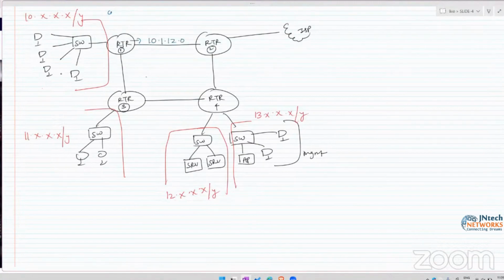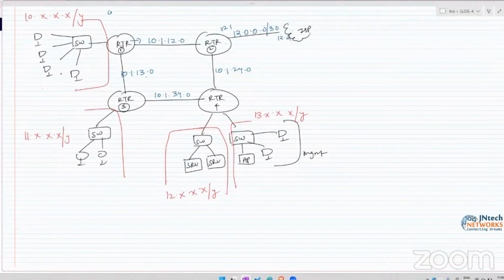Between router 1 and router 2, we are using the 10.1.12.0 network. Between R1 and R3, 10.1.13.0. Between R3 and R4, 10.1.34.0. Between R2 and R4, 10.1.24.0. Between the router and the ISP, we are using 12.0.0.0 with a slash 30 mask: 12.1 on this side, and 12.2 on the ISP side.